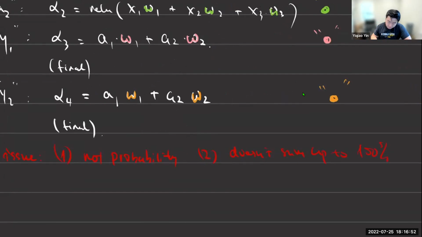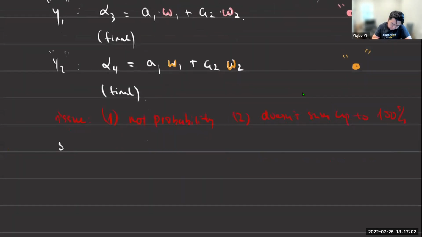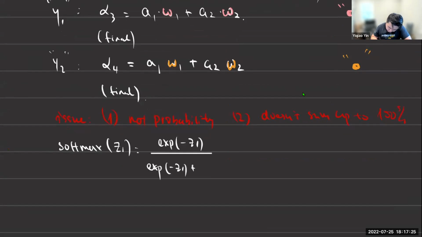Right, that's a problem. So the softmax function takes care of these two problems. So softmax is you write a formula down first, and then you plug numbers in. Let me be a little bit careful. Softmax of z1 is exponential z1 over exponential minus z1 plus exponential z2.